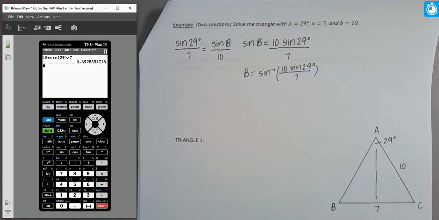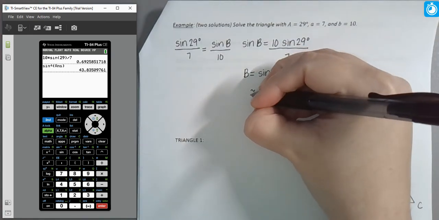As long as we get a number between -1 and 1, then we have something that could represent a value for sine, and that means this angle is going to be defined. So I'm going to take the inverse sine of this value, and that gives me, to 1 decimal place, approximately 43.8 degrees.